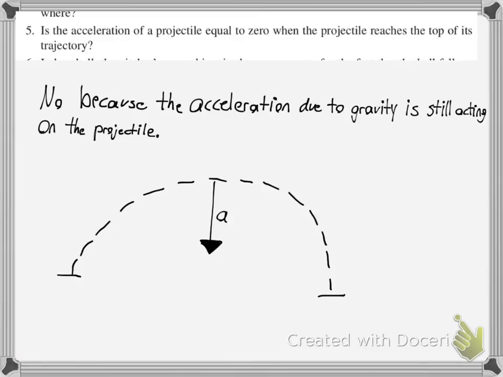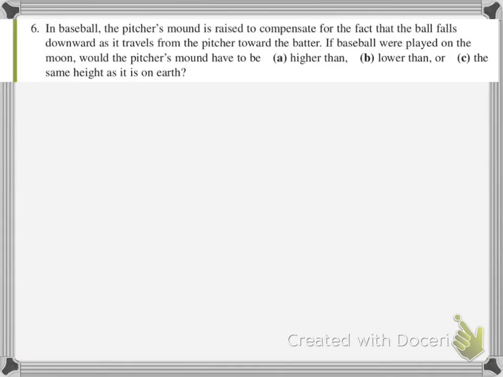Okay, so this problem says, in baseball, the pitcher's mound is raised to compensate for the fact that the ball falls downward as it travels from the pitch toward the batter. If baseball were played on the moon, would the pitcher's mound have to be A, higher than, B, lower than, or C, the same height as it is on Earth?